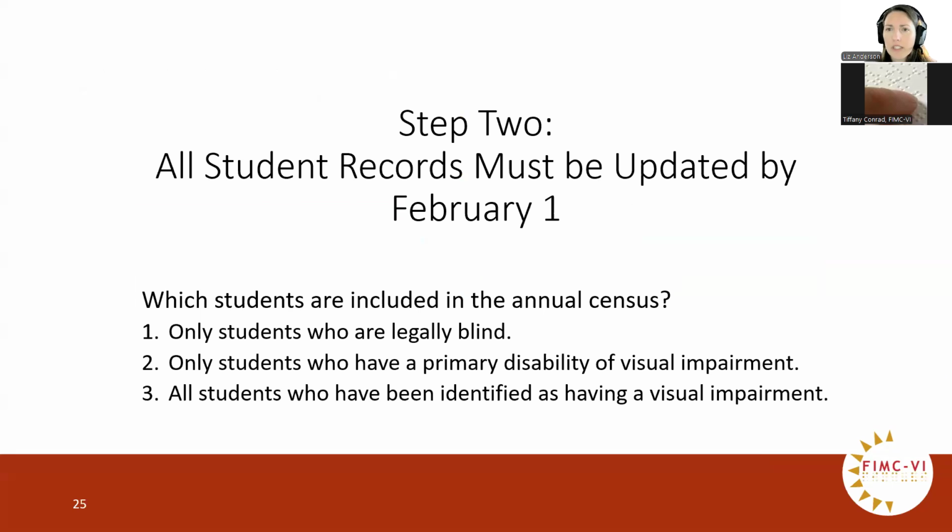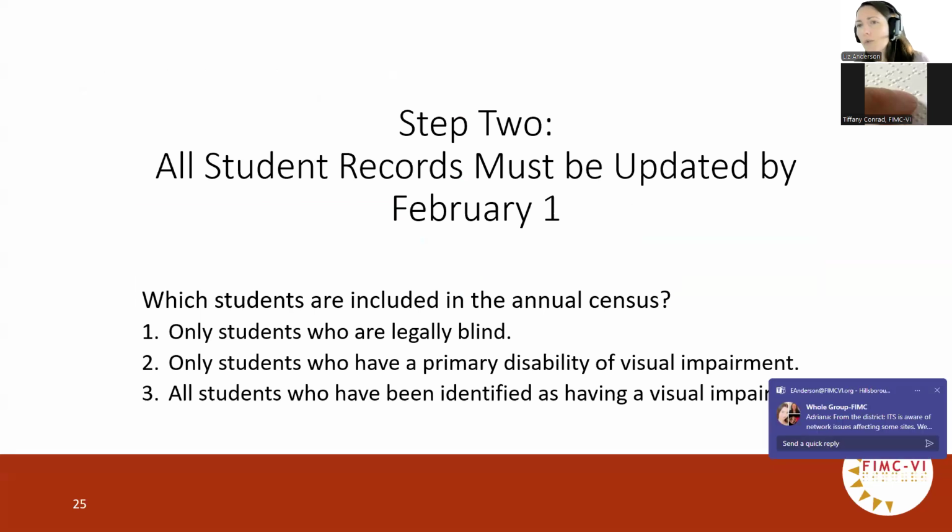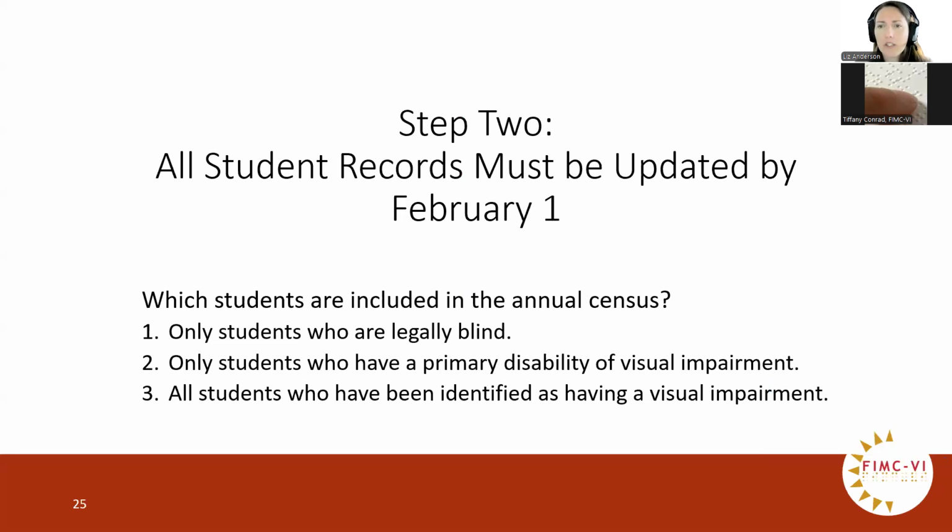Step 2 of the annual census, all student records must be updated by February 1st. That is the first Saturday in February, in case you were someone who is working on the weekends. So before we continue on, I have a question. Which students are included in the annual census? And you see here on the slide your choices. You can type the number in the chat. 1 is only students who are legally blind. 2, only students who have a primary disability of visual impairment. Or 3, all students who have been identified as having a visual impairment. So which answer do you think is correct?